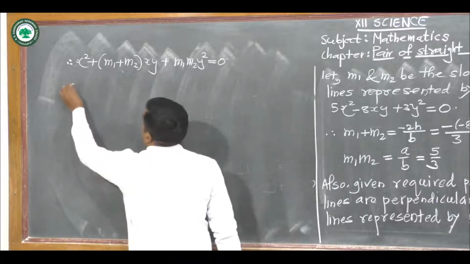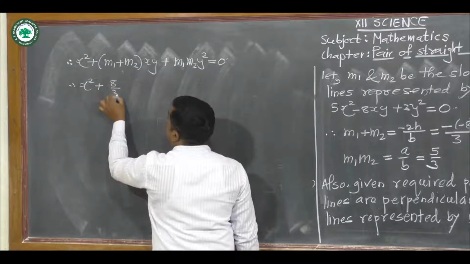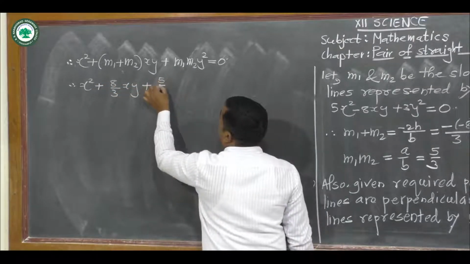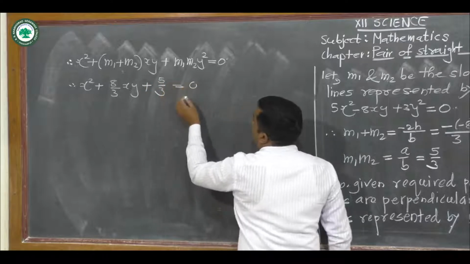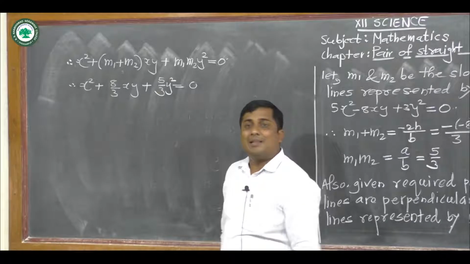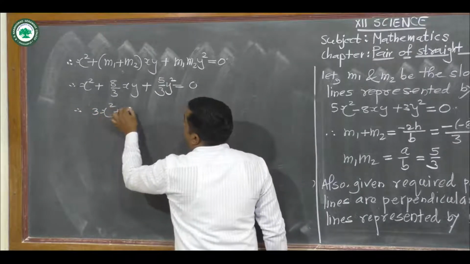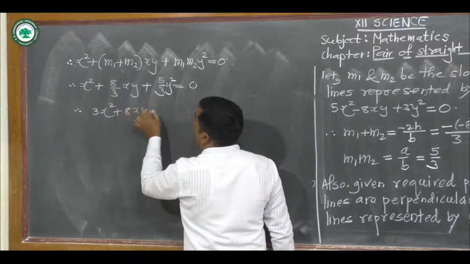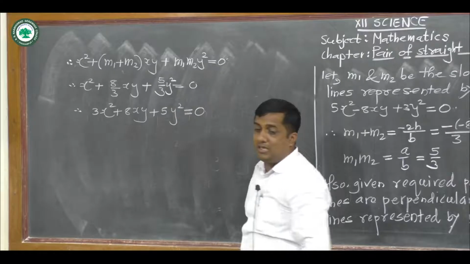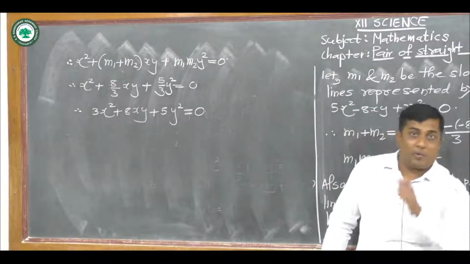So we replace m1 plus m2 by 8 upon 3 into xy, plus m1 m2 by 5 upon 3 y square is equal to 0. And in the last we get 3x square plus 8xy plus 5y square is equal to 0, and this is the required combined equation.